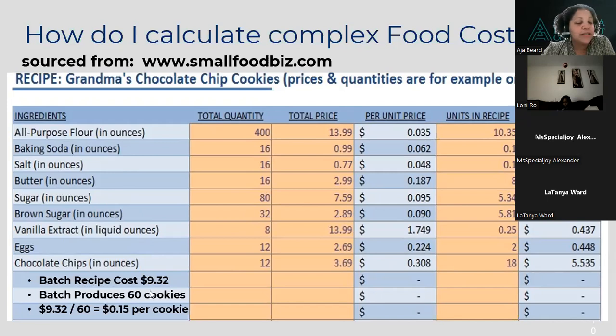This batch produces 60 cookies. Now I can do my original simple formula, which was the price divided by the amount, 9.32 divided by 60, it's 15 cents per cookie. Now I know it's 15 cents, I can decide how much I want to sell it for. And I will tell you, bakers usually have much better margins. So bakers are usually kind of high teens, low 20% food cost because the ingredients are so much cheaper. Where a lot of bakeries struggle is on the labor side. Their labor is usually way out of whack because it just takes so much more time to make their product.